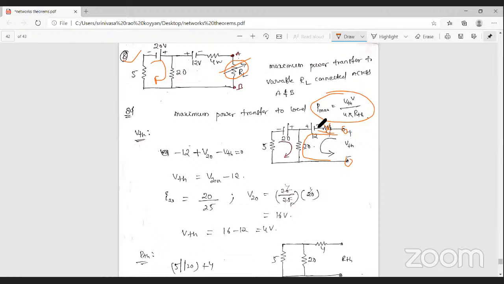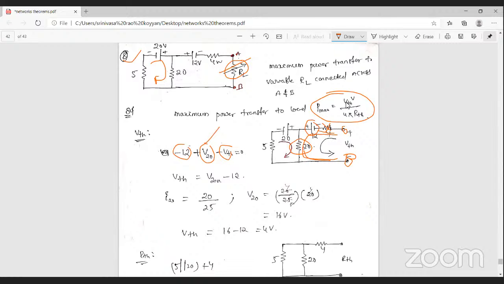What is the terminal here? The negative terminal is the starting point. What is the voltage here? -12. That is -12. Next, the current is entering here. What is the voltage here? That is V20, the voltage across the 20 ohm resistor. Next, the current is entering into here. What is the terminal here? Minus VTH is equal to 0. So if you know this value, then you can find out the Thevenin's voltage.